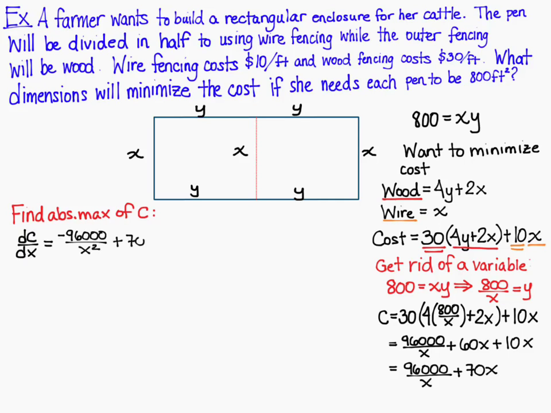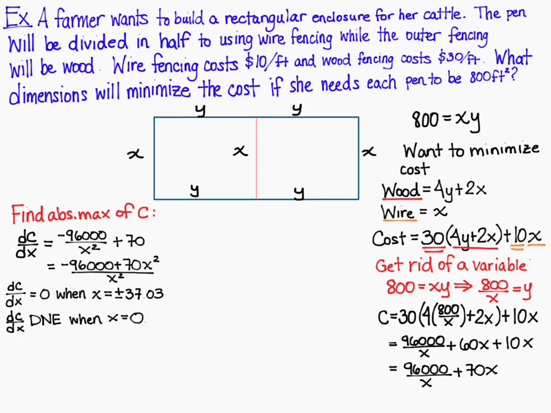In order to do that, I take the derivative and find the critical values. Notice that the derivative of C is going to equal 0 when x equals plus or minus 37.03, and it does not exist when x equals 0. We can actually ignore the negative 37.03 value because we don't want x, which is supposed to represent a length, to be negative. Furthermore, we can eliminate 0 because we don't want the length of the pen to be 0.